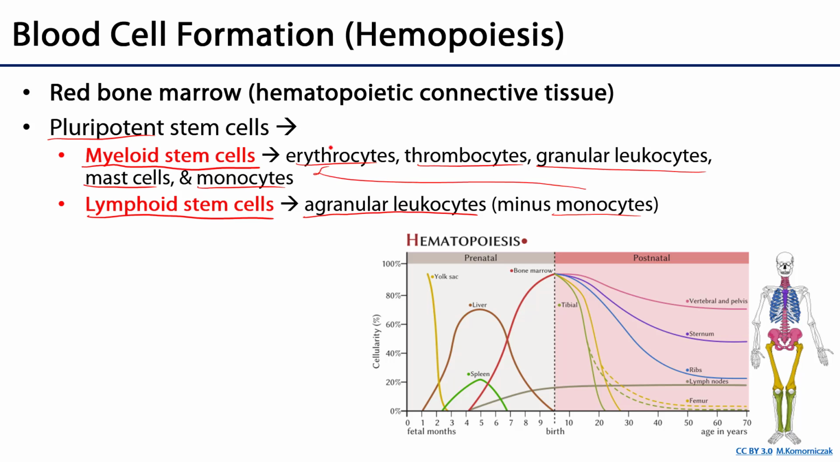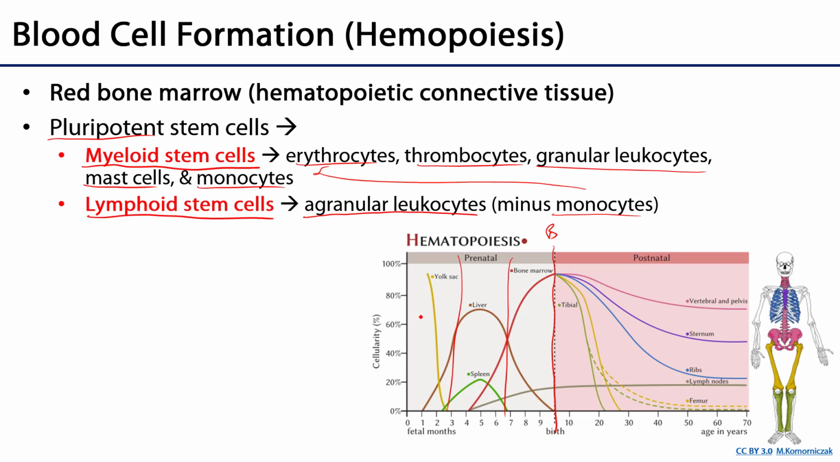I really like this graph here because it shows the relative importance of different tissues from which blood cells develop at different stages of development. So this is very well divided between prenatal hemopoiesis and postnatal hemopoiesis. So the red line down the middle is parturition or birth.